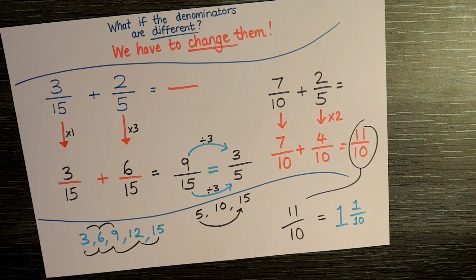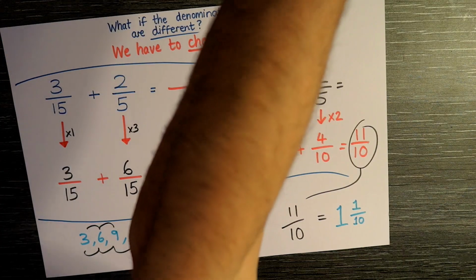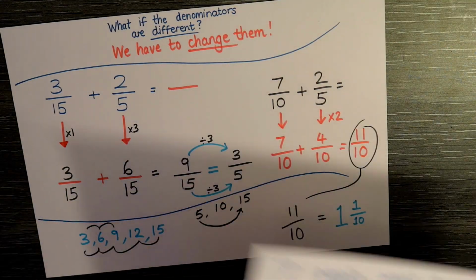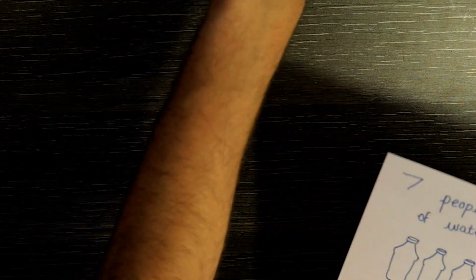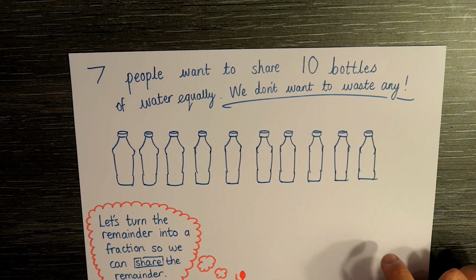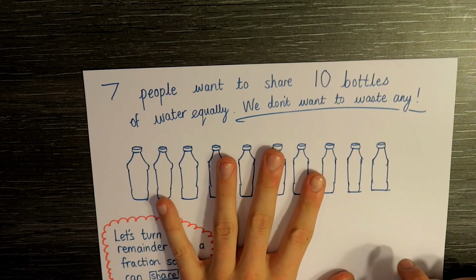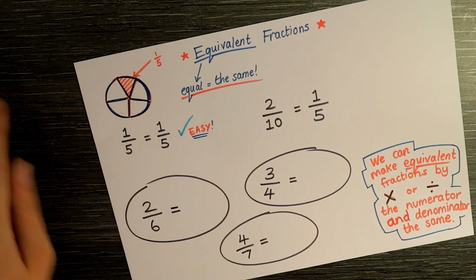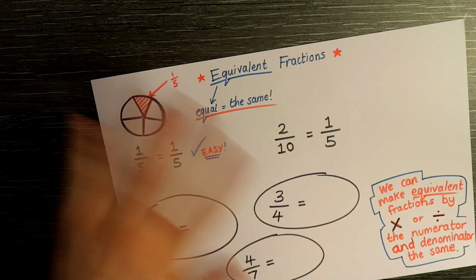Let's try some more adding fractions. Let me just throw these away. So, here's a problem. In fact, I'm going to come back to this because this is a bit trickier. Let's look at equivalent fractions first because we need this to do that.